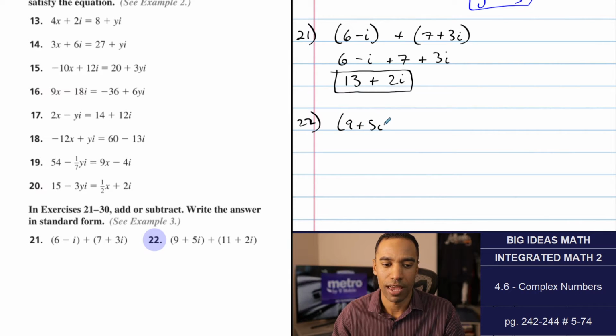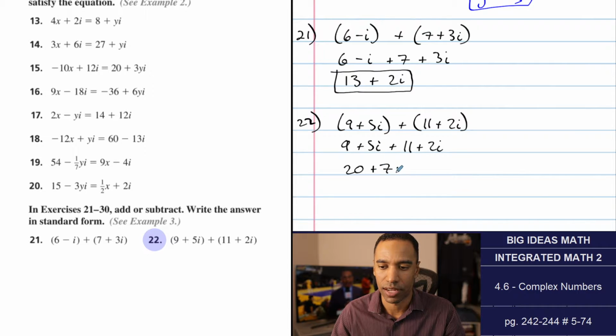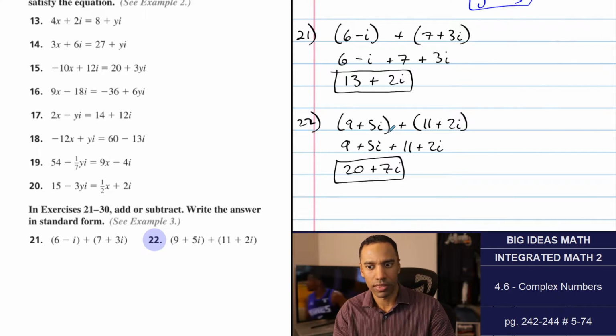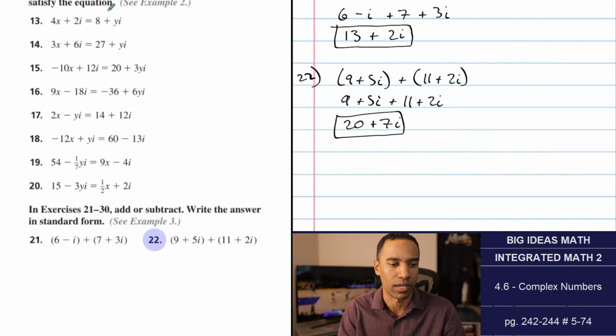9 plus 5i, number 22. 9 plus 5i plus 11 plus 2i. Again, rewrite it without parentheses. Make that make more sense. 9 plus 5i plus 11 plus 2i. We got 9 plus 11, which is 20. And 5i plus 2i, which is 7i. I know the book does a little bit more in the lecture portion on putting it in a factored form and putting it in parentheses multiplied by i, which is what we could do with x's, but we never do, so I'm not doing it here either.